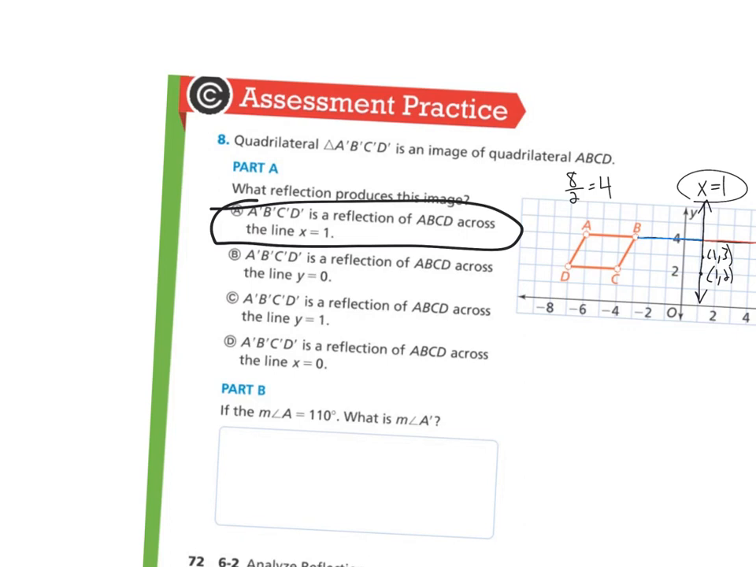And if you look at part B, the measure of angle A is 110 degrees. What's the measure of angle A prime? Still 110 degrees. Okay? So this gives you an idea of how to analyze reflections.